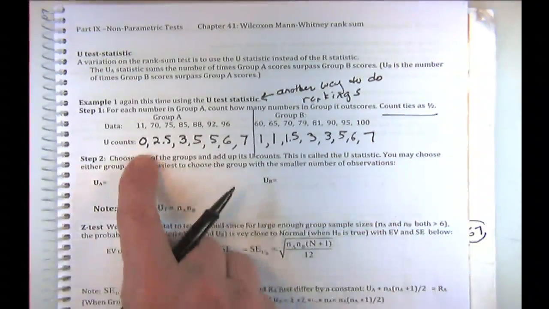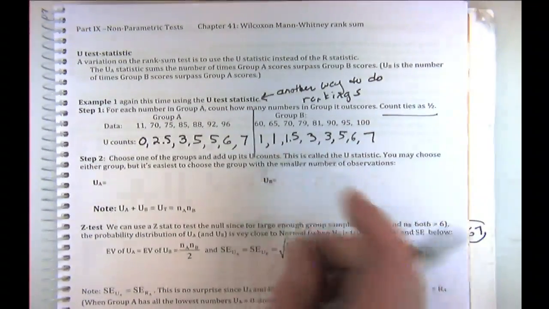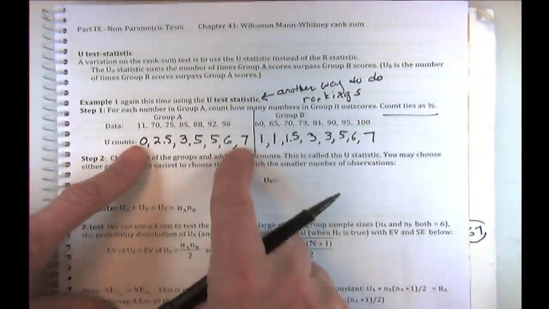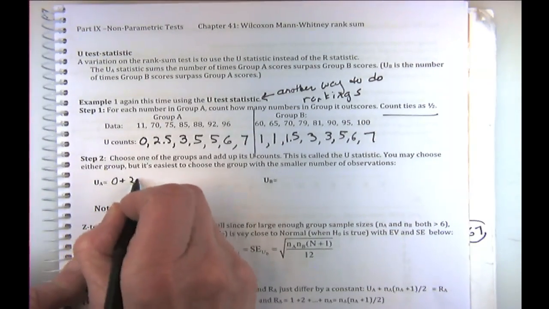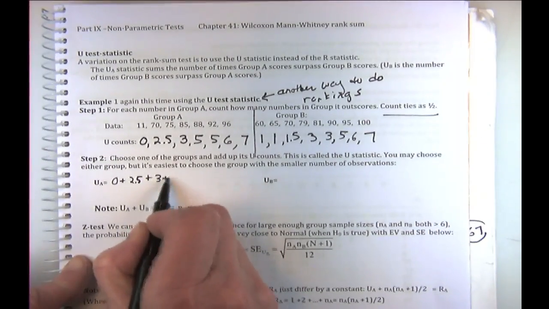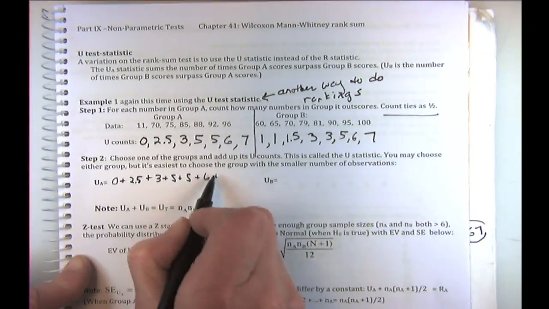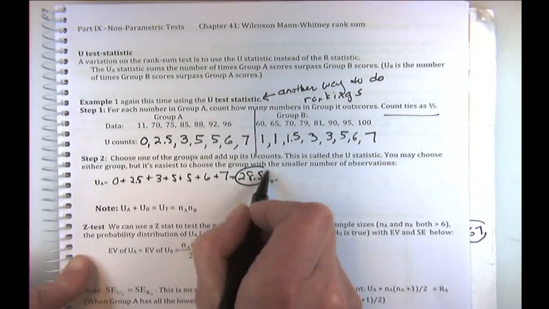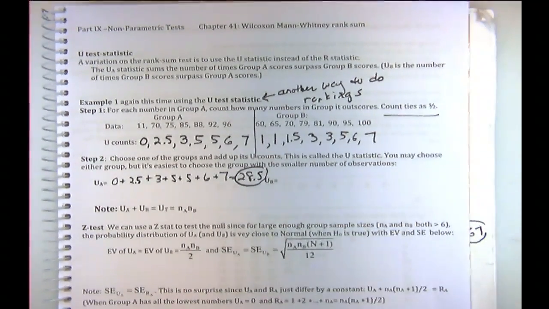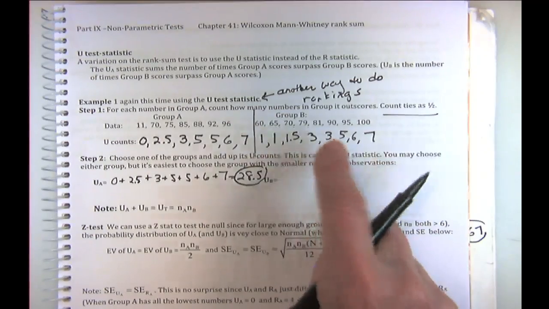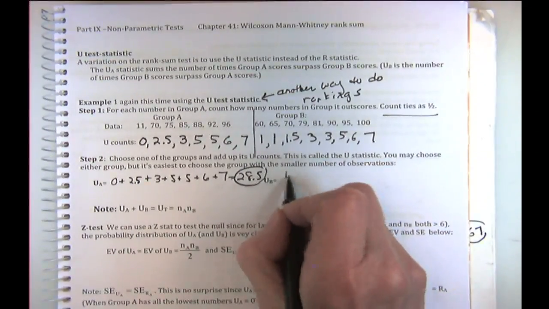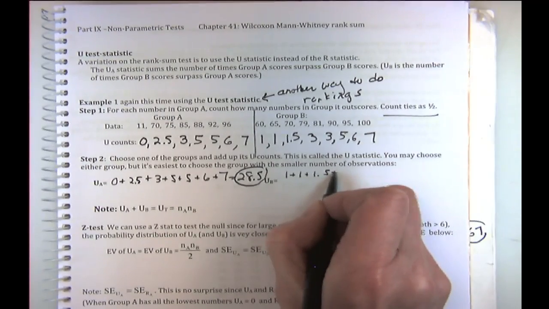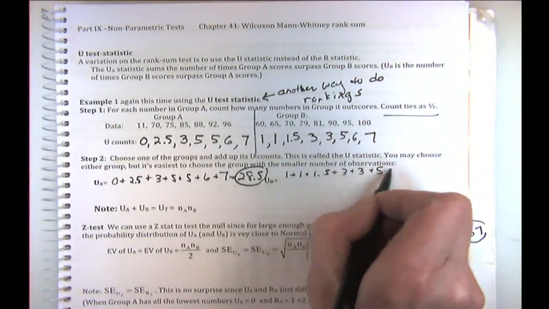Now what you want to do is add up to choose. You can choose either group. Now again, once you know one group, you're going to be able to know the other. But first let's add up these. So you have 0 plus 2.5 plus 3 plus 5 plus 5 plus 6 plus 7. And I got 28.5. So that's the U statistic. All right? Now, you can add these up, and probably you should to check. 1 plus 1 plus 1.5 plus 3 plus 3 plus 5 plus 6 plus 7.